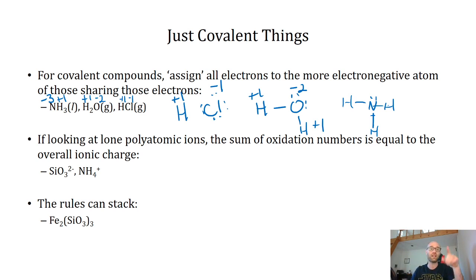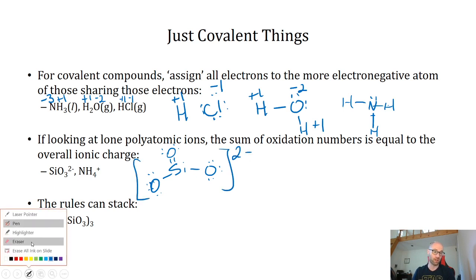If you're looking at a polyatomic ion by itself, the sum of the oxidation numbers, instead of being 0, has to add up to the overall ionic charge. So SiO3, it's a silicate anion. I'm going to draw it. It should look fairly similar to carbonate.